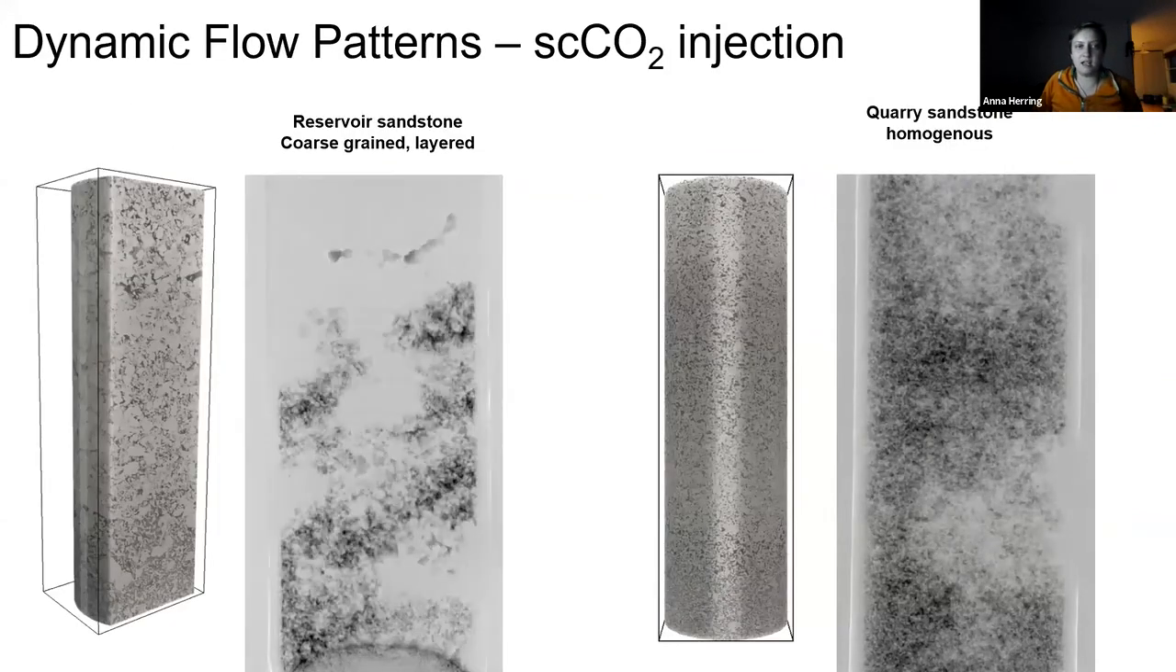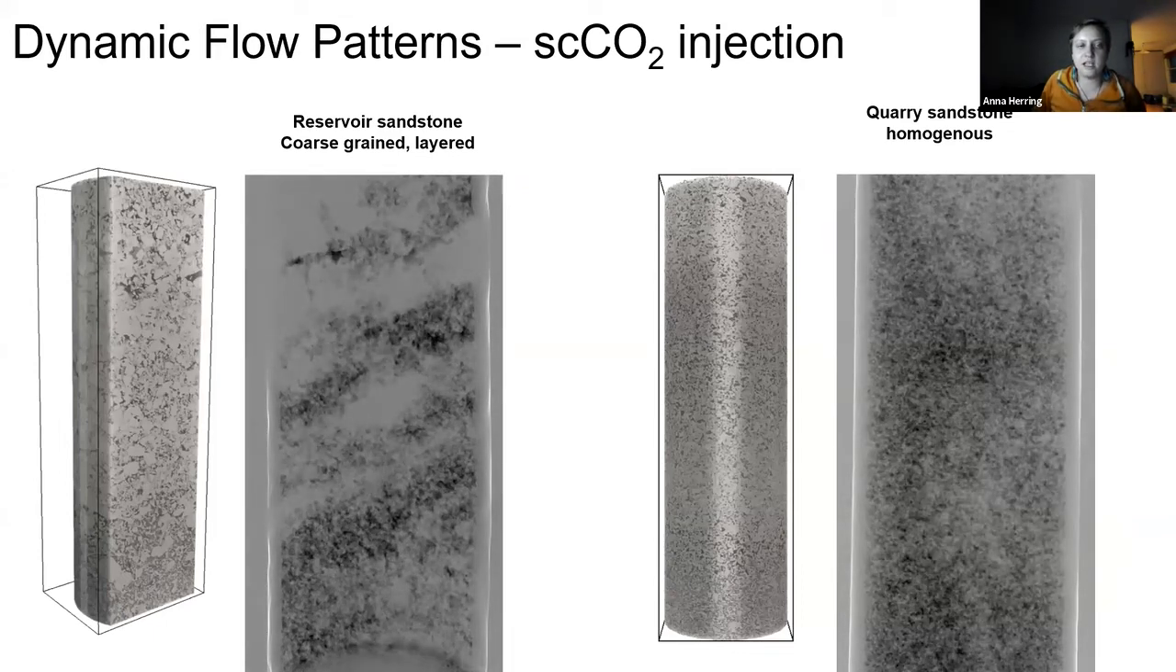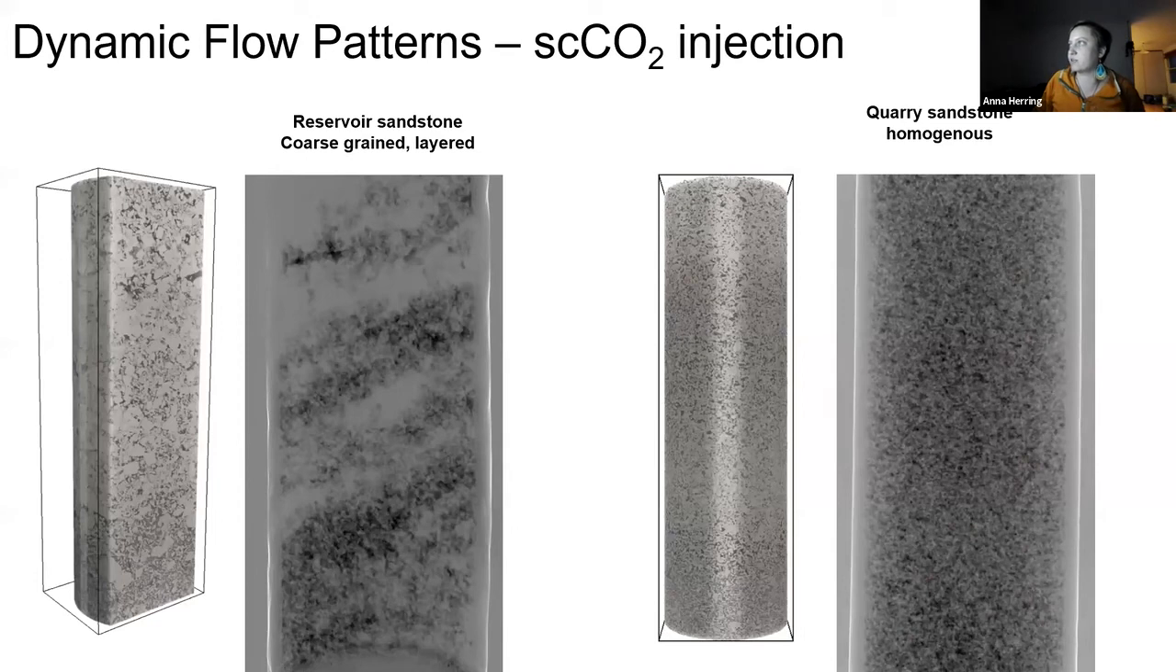We can look at the injection patterns in these different kinds of rocks. In the homogeneous system, the CO2 gets fairly evenly distributed by the end of the CO2 injection. Whereas in this layered system, you can see that the CO2 mainly fills these large layers, and it takes a longer time for the system to reach what looks like a steady state.